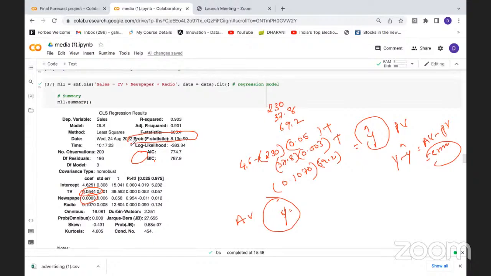Okay, F statistic p value. What is this F statistic p value? Overall, you are checking the p value for individual beta naughts, betas. But F statistic will give you a p value which is an overall p value. That also happens to be very, very low. It is nothing but 8.13 into 10 to the power of minus 99. Right? It means that it's very, very low. So yes, you can move forward with the model.